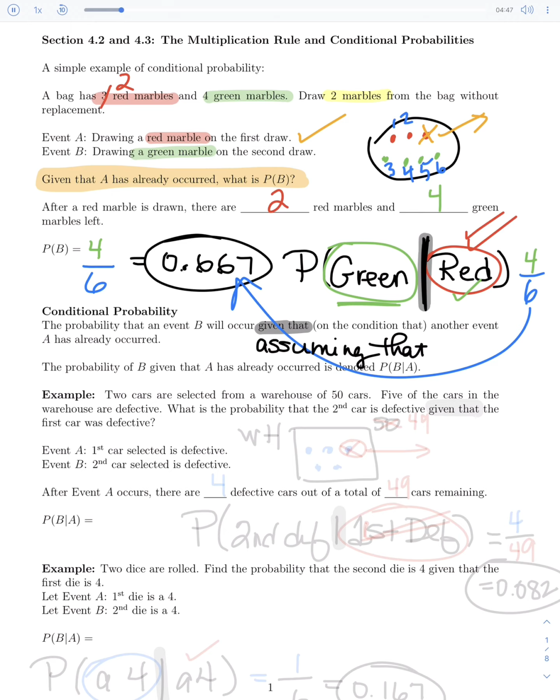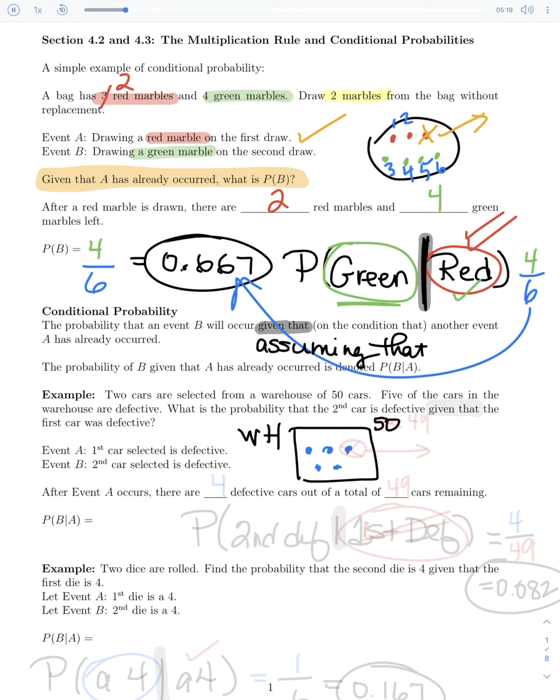2 cars are selected from a warehouse of 50 cars. 5 of the cars in the warehouse are defective. What is the probability that the second car is defective given that the first car was defective? So the way that I think of it is, here's my little warehouse. I've got 50 cars in here total. And here's my 5 clunkers, my defective ones.